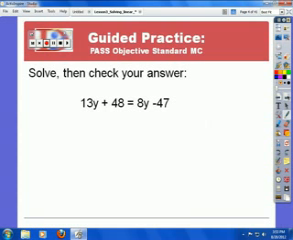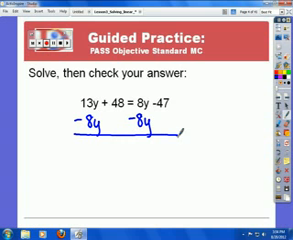To get my variables on the left side means that I'm going to have to get rid of 8y on the right side. And I do that by adding the opposite, the additive inverse. So the additive inverse for 8y is negative 8y. So I'm going to add negative 8y to both sides of my equation. On the left side, it simplifies to be 5y.